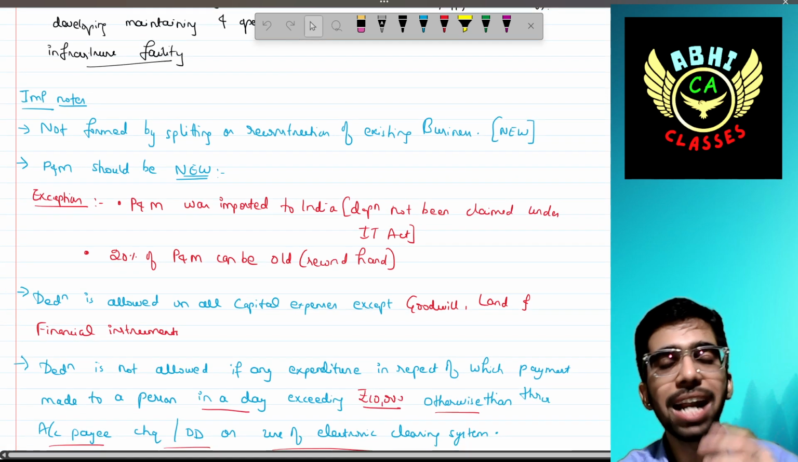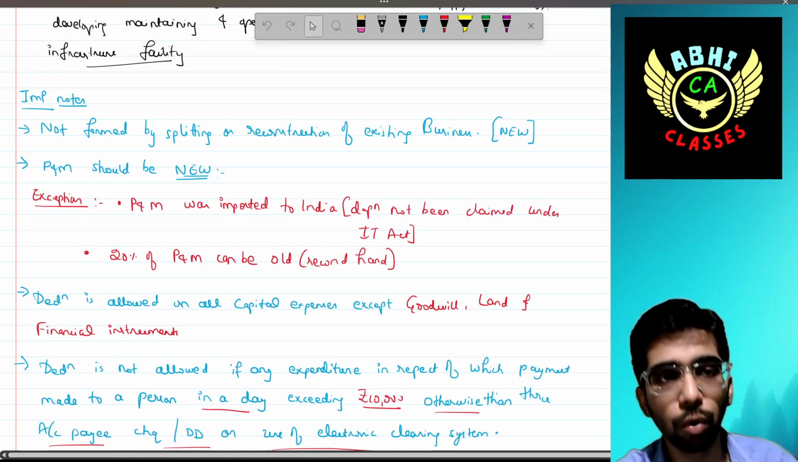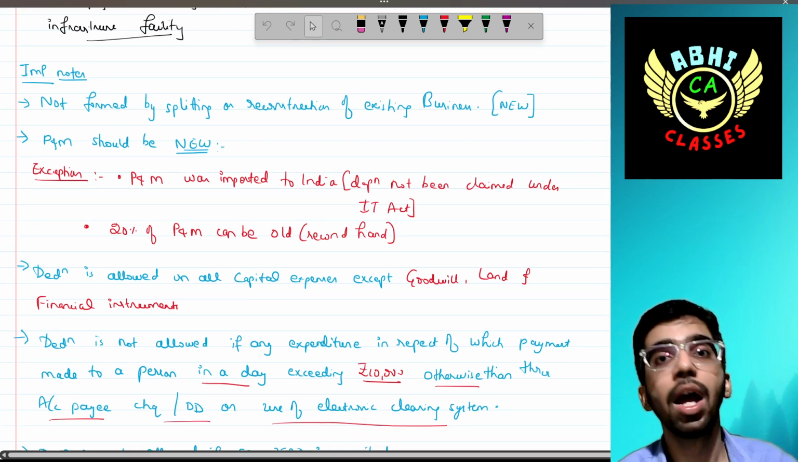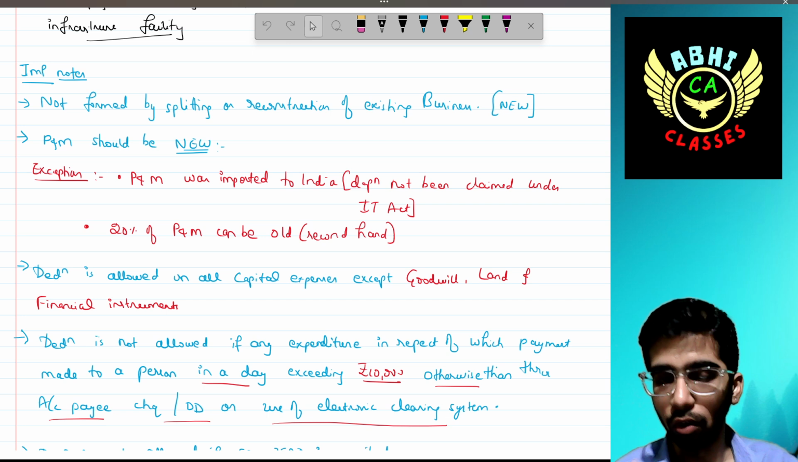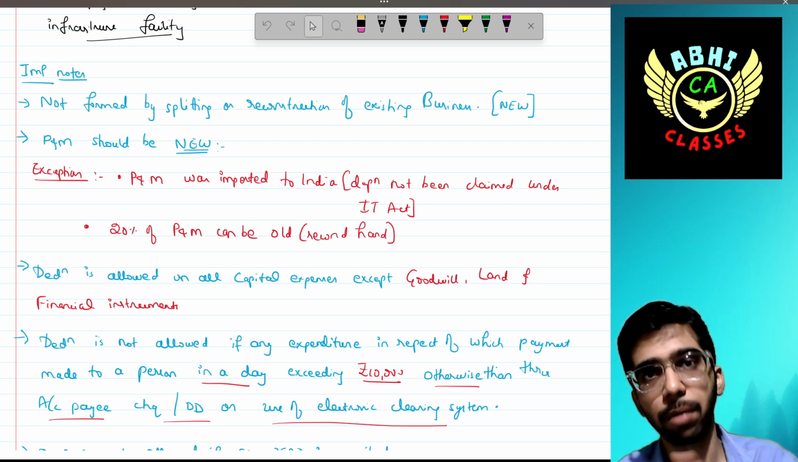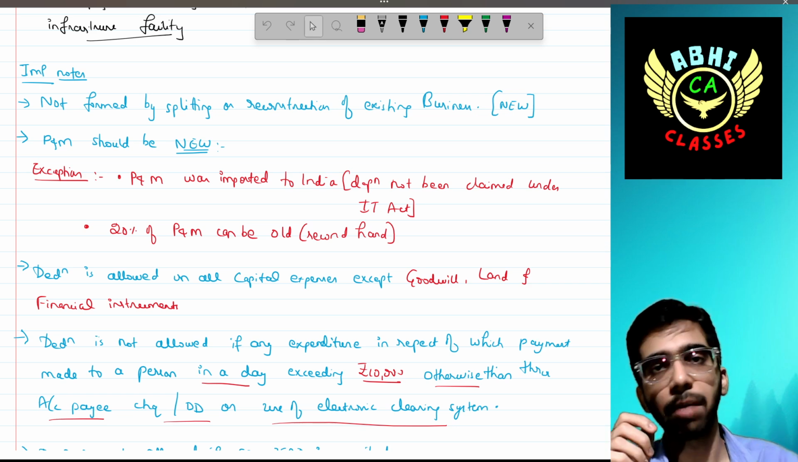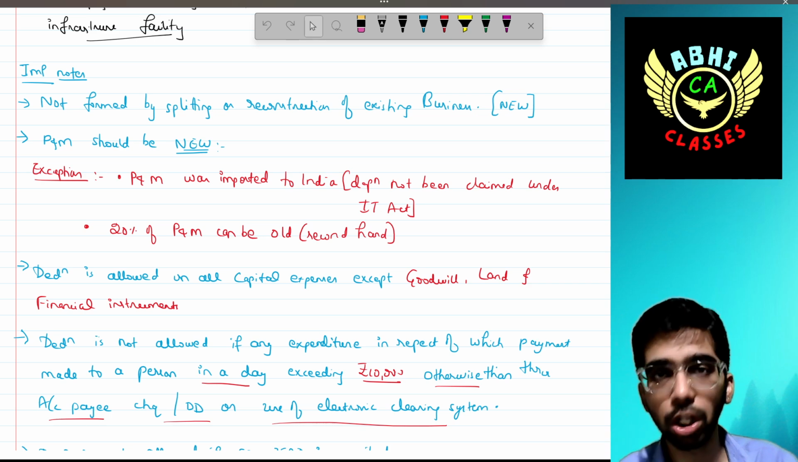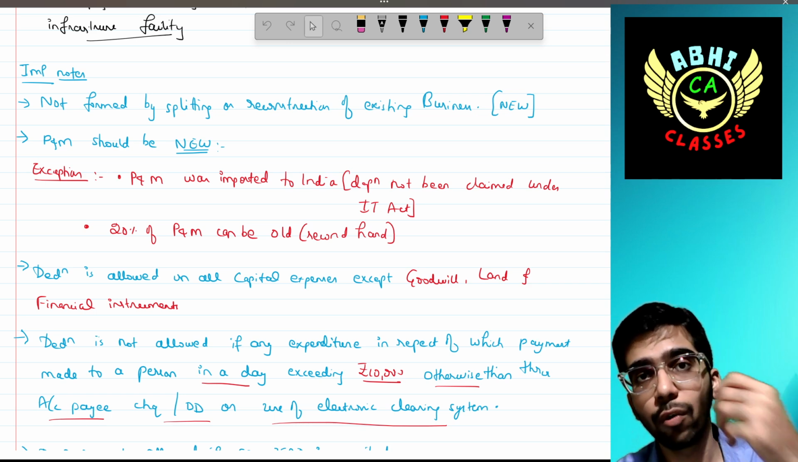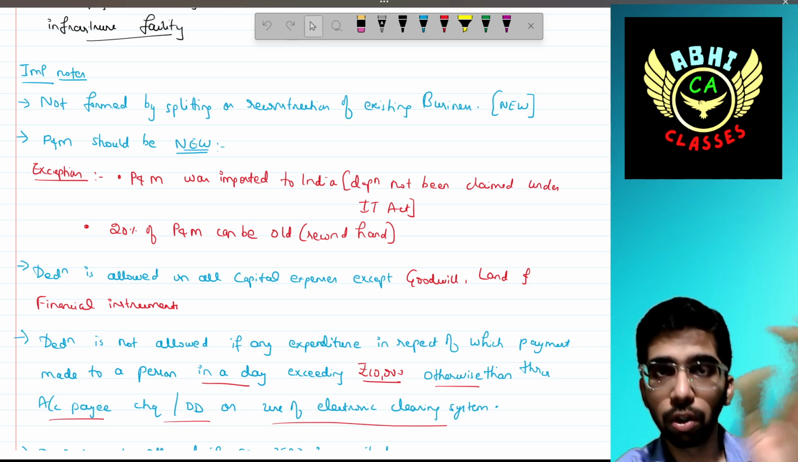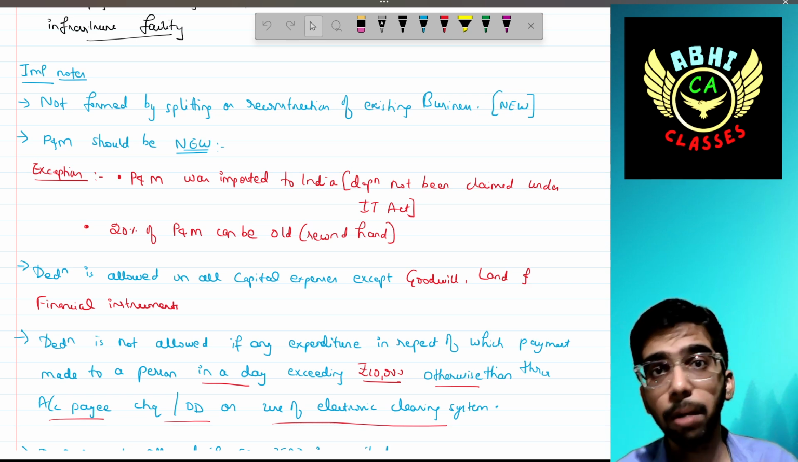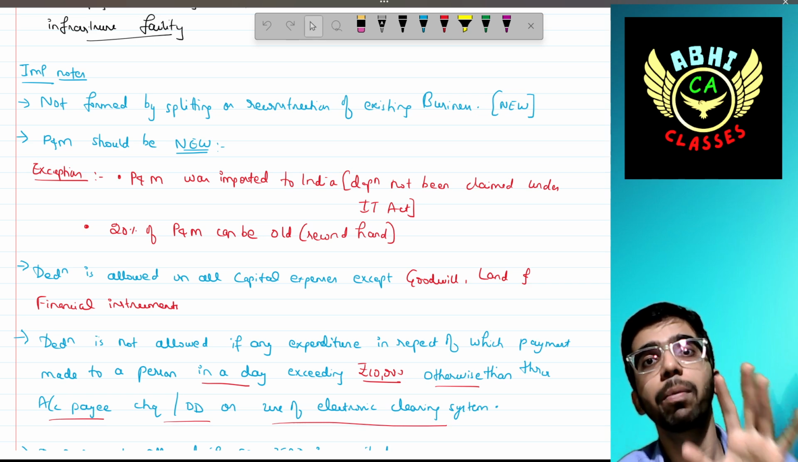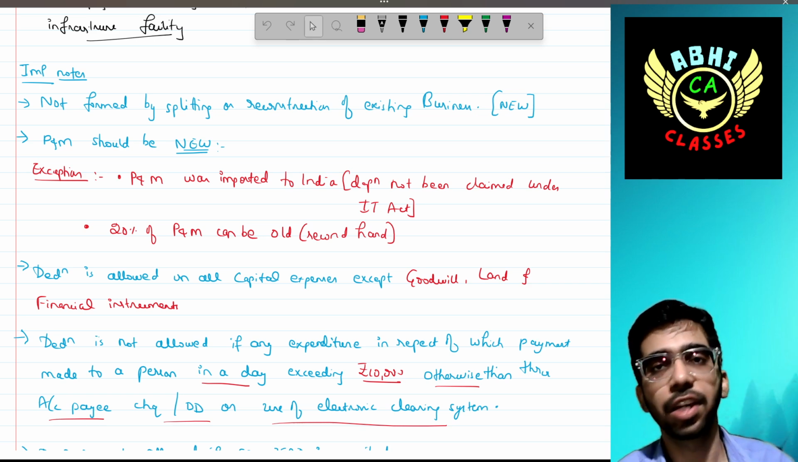Next, the plant and machinery should also be new. There are some exceptions. First one, the plant and machinery was imported to India and the depreciation has not been claimed under the Income Tax Act, 1961. If that plant and machinery has been imported to India, on which depreciation has not been claimed yet, then that can be used and you can claim deductions. Even though the concept is new, in terms of import that is not applicable. But remember, the depreciation should not have been claimed under the Income Tax Act.